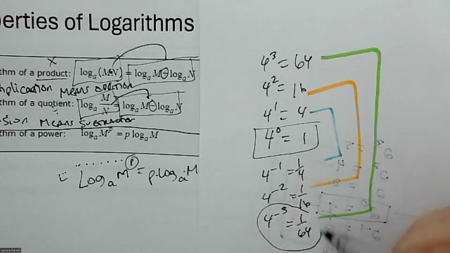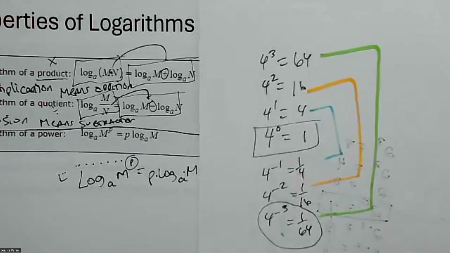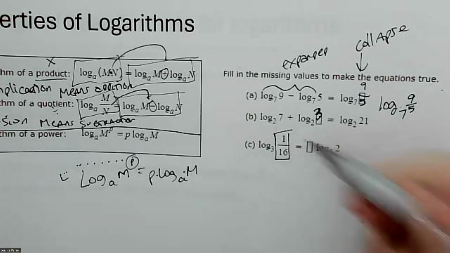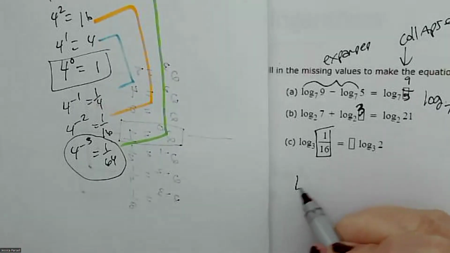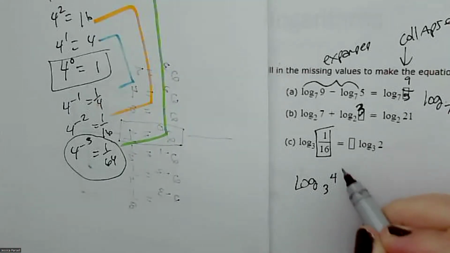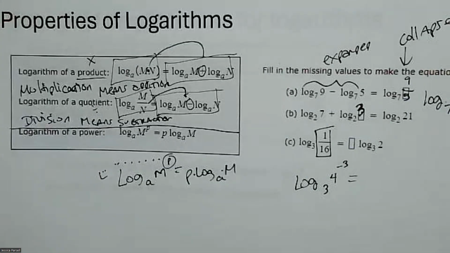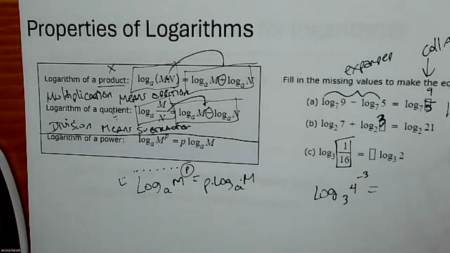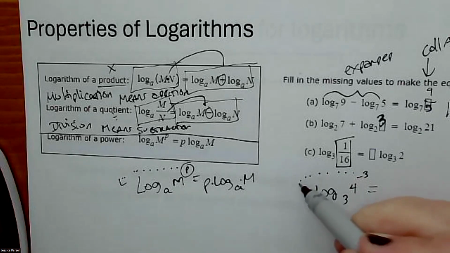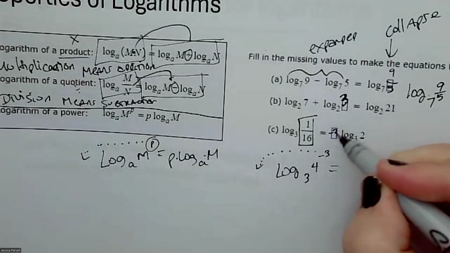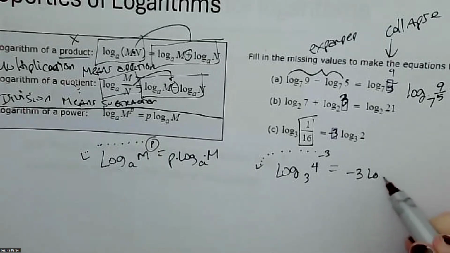Well, that is the money right there. That's what we've been looking for, something to do with 1/16. Okay, so how could we write that? Well, let's rewrite that. Log base 3 of 4 to the negative 3 equals, okay, now we're going to use this power rule. We have a log and an exponent, so this exponent can travel down and drop off in the front. So we could take that negative 3 and put it right here in front. It would look like this: negative 3 times the log base 3 of 4.